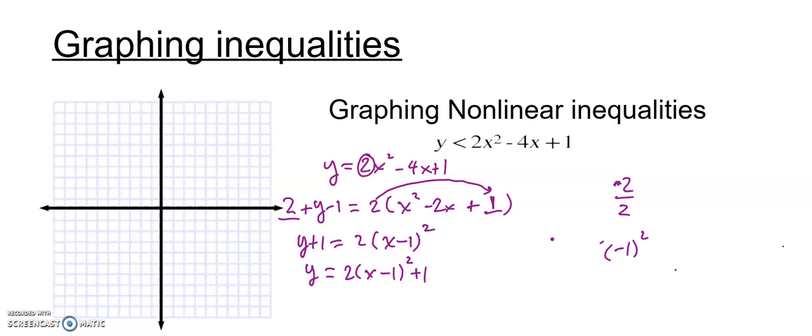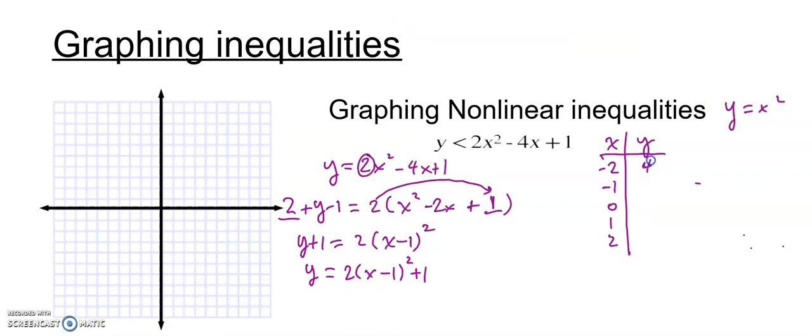So now I can look at the graph of this from the parent function. I've got an xy table for y equals x squared, where I like to plug in -2, -1, 0, 1, and 2. The y values, when I plug in -2, -1, 0, 1, and 2 into y equals x squared, would be 4, 1, 0, 1, and 4. Don't forget that's my parent function for a parabola.